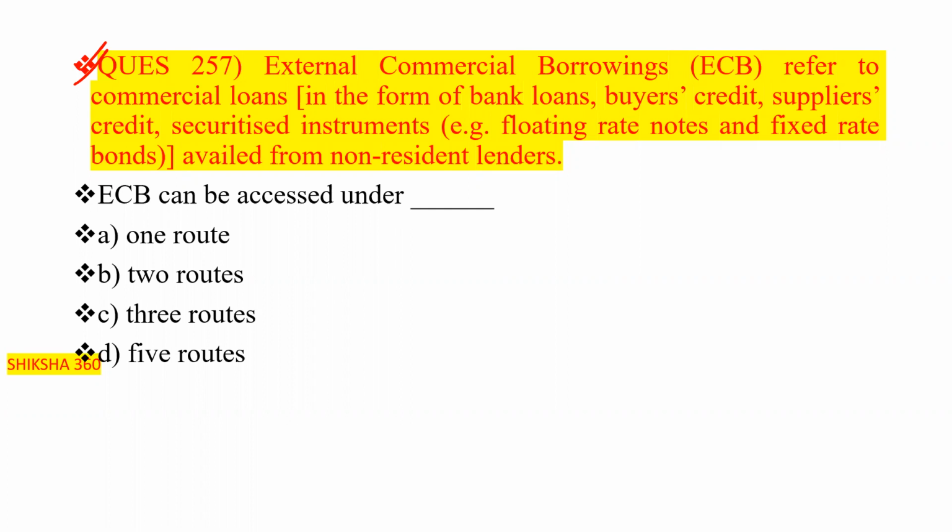External commercial borrowings can be accessed under routes. We have already discussed that external commercial borrowing can be accessed under 2 routes. So what are the 2 routes? The first one, option B is the answer: approval route.